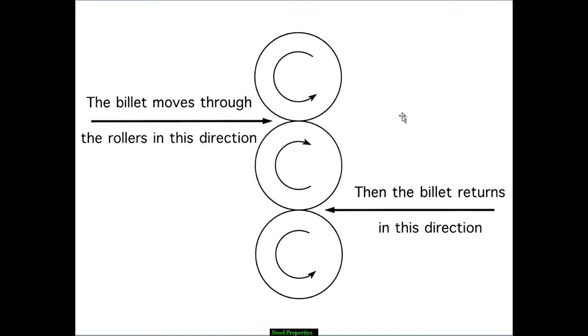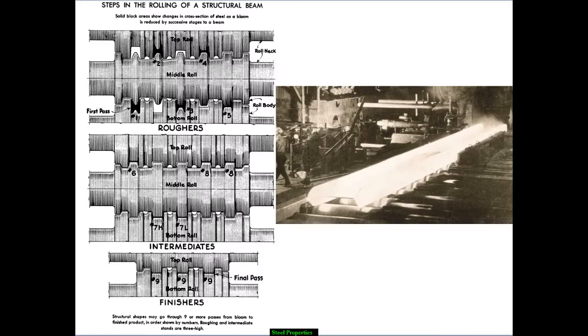So this process might involve 10 or 12 stages, and it might look something like this. Here we've got a top roller, a middle roller, and a bottom roller, and on the first pass, which is shown right here, we would go from a simple rectangle to this extremely crude shape, which is hardly a wide flange at all.